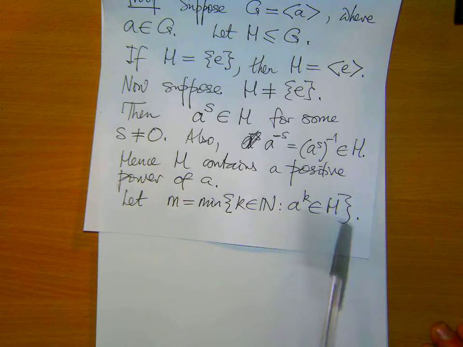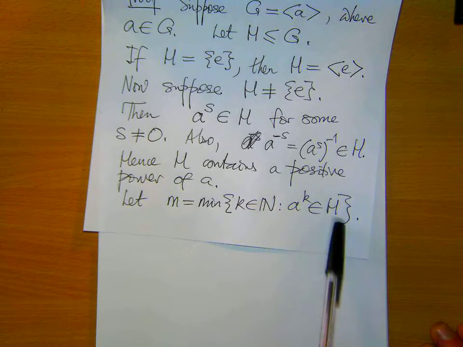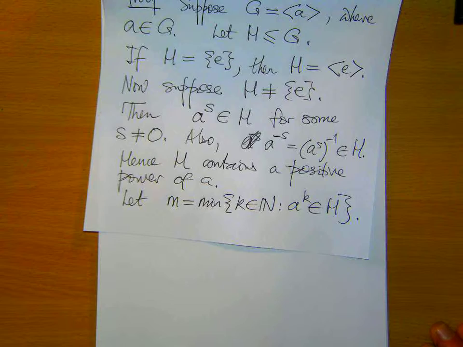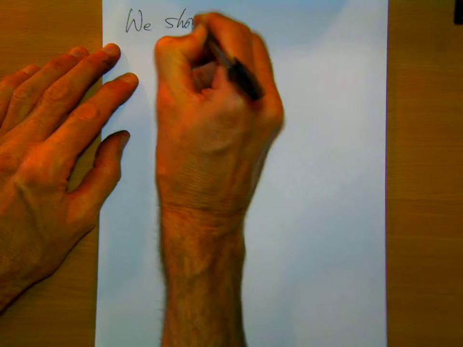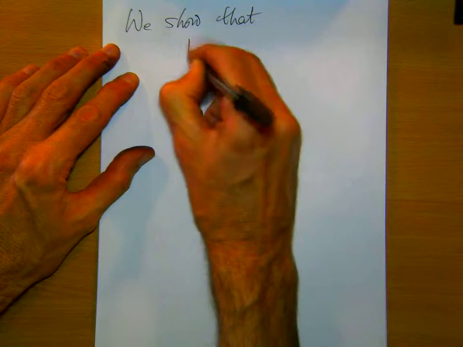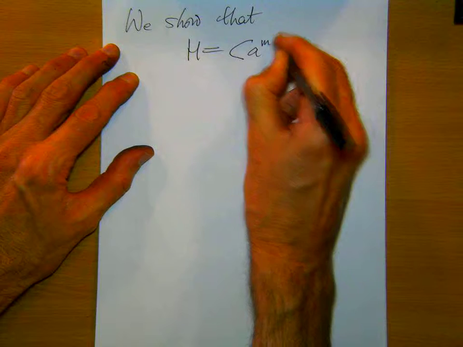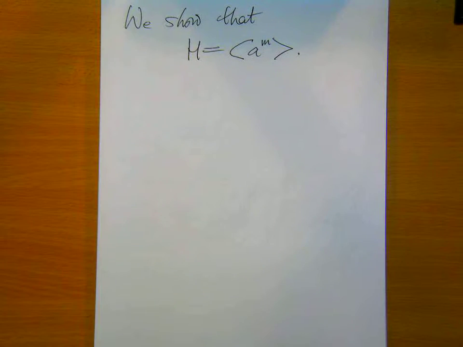is not an empty set because there is some positive power in there. I'm going to take the smallest one. And what I'm going to do now is show that H is actually generated by a to the m. I want to show that H is cyclic, so I've got to show it's generated by something. I'm going to show it's generated by a to the m.